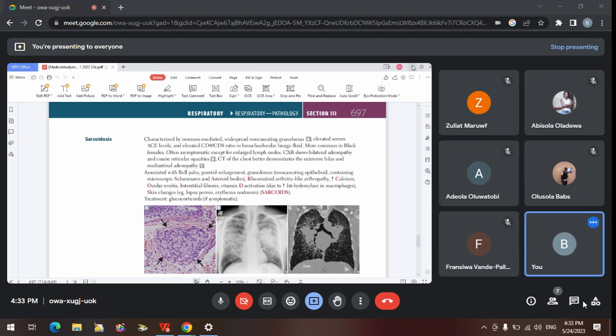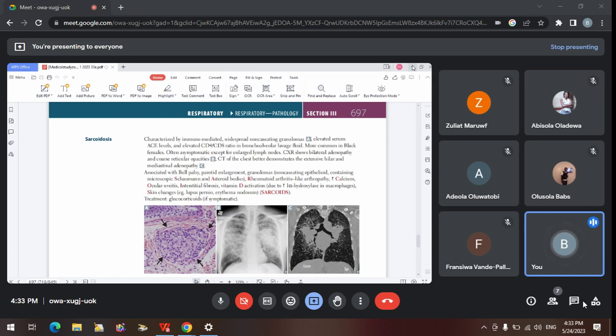So once you hear bilateral hilar lymphadenopathy, you are thinking of sarcoidosis. Okay? The inflammatory process can also spread to involve the lung parenchyma. That's why you can see coarse reticular opacity. So once you check your X-ray and you see coarse reticular opacity with bilateral hilar lymphadenopathy, sarcoidosis should come to your mind.